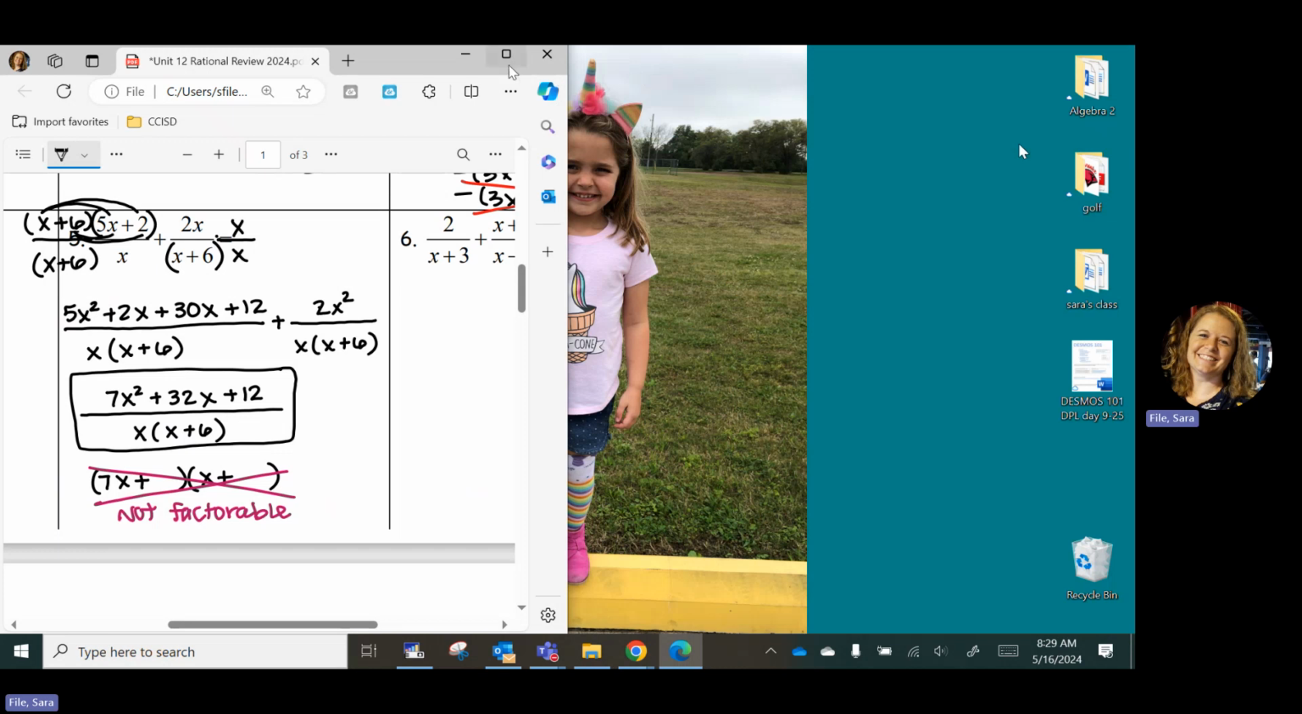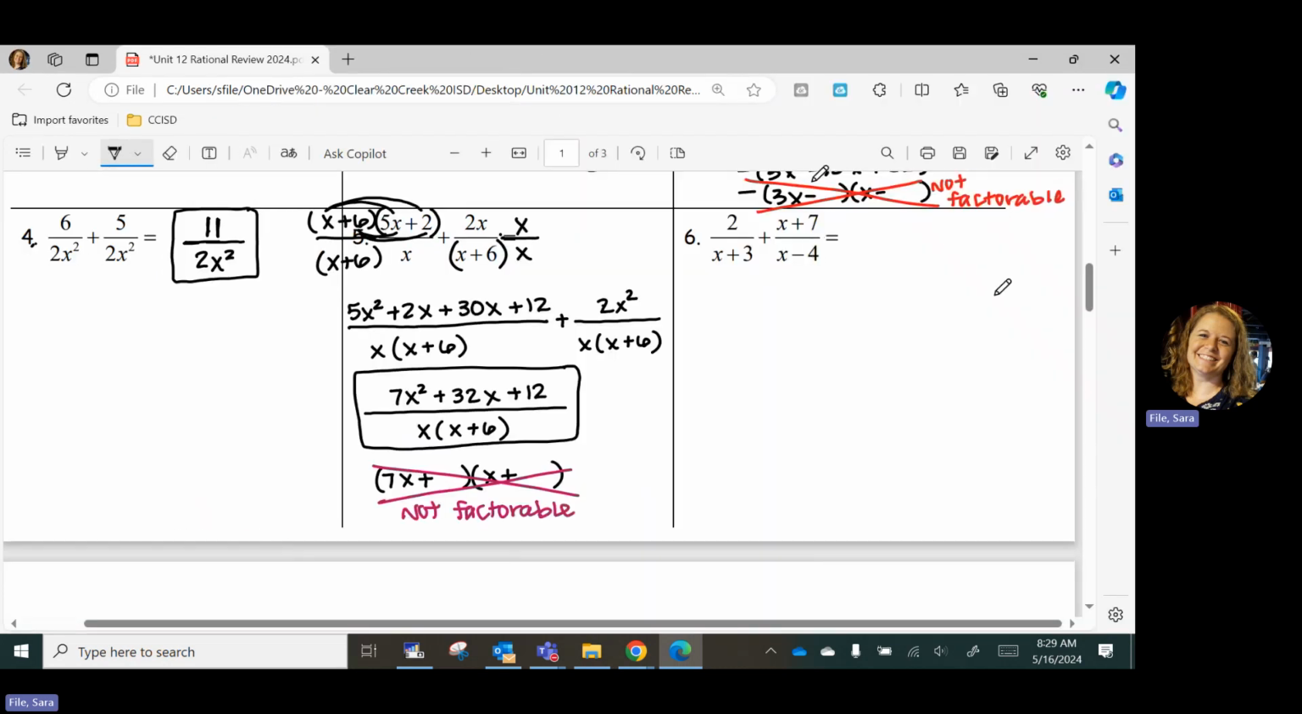Okay, let's try that last one on this section, number 6. All right, we've got x plus 3 and x minus 4 as our denominators. They are not the same. We have to get a common denominator. We're going to have to multiply them by each other. So this side is going to get multiplied by x plus 3. And this side is going to get multiplied by x minus 4.